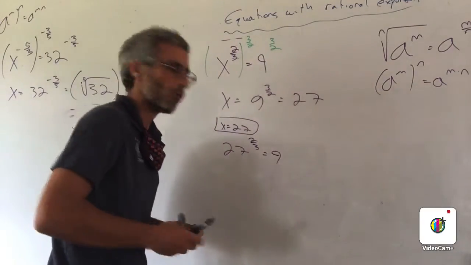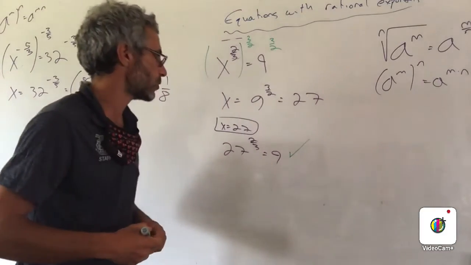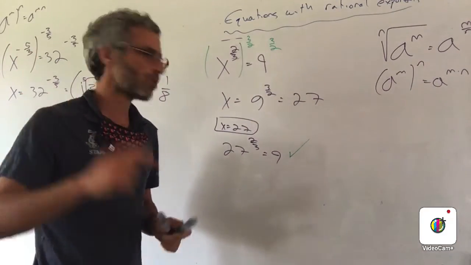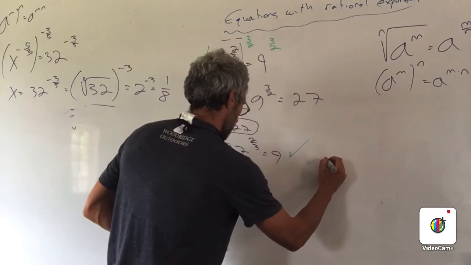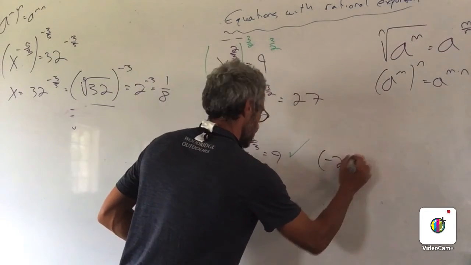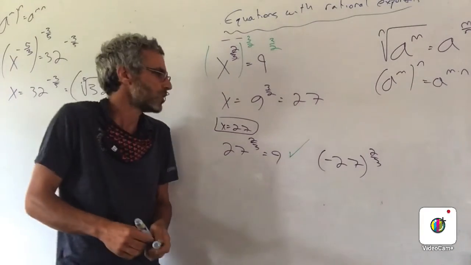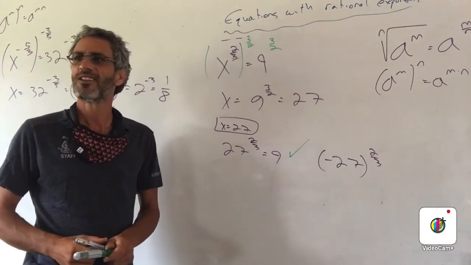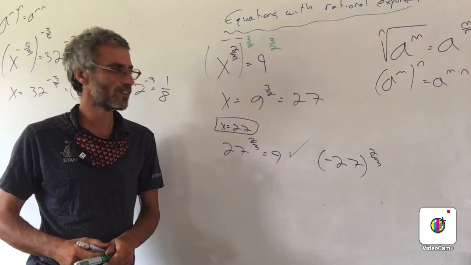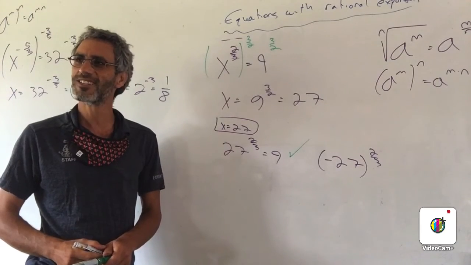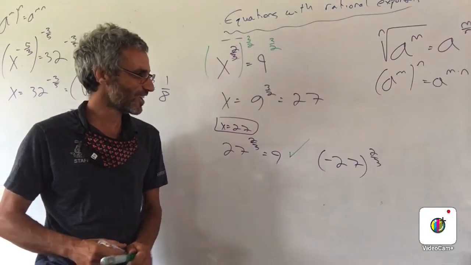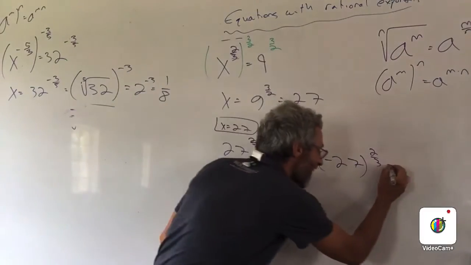All right, let's try another one. Put in, please, for me, minus 27 to the power of 2 over 3. It's going to be a minus. Just check. So it's still 9. It's still 9.